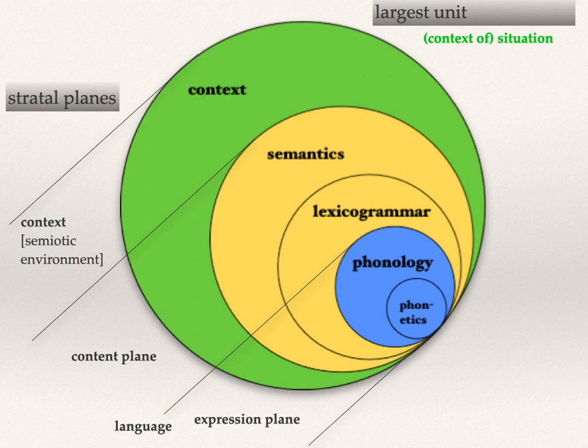So when we look at context, it's a context of situation. You could think of it as the context of use or communication on any one given occasion. When we turn to semantics, it's a discourse, a text that operates in that context of situation. In fact, we define text or discourse as language functioning in context.